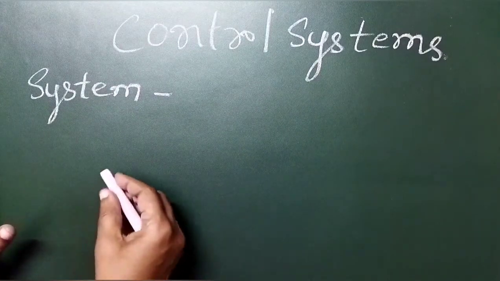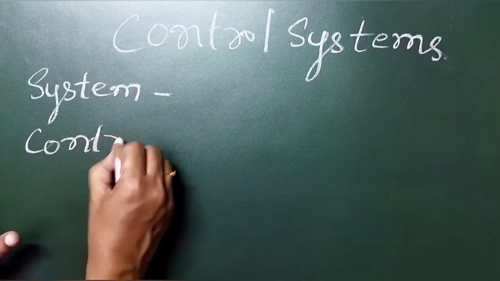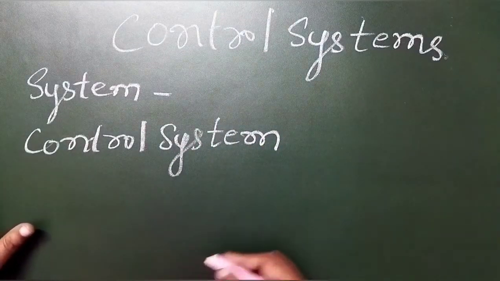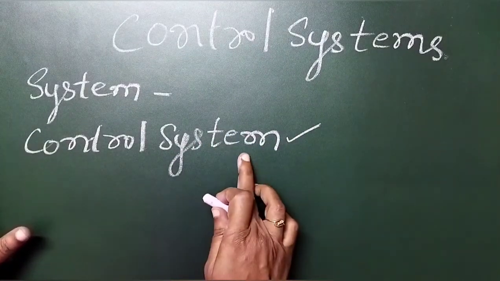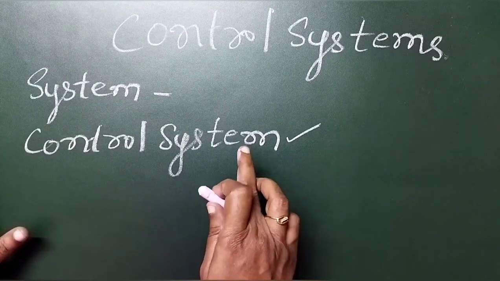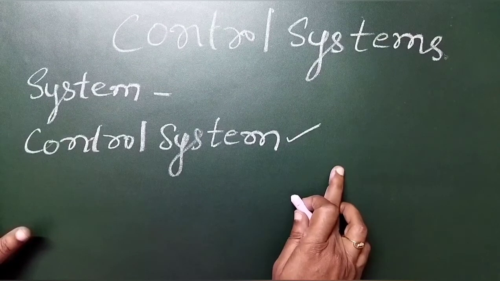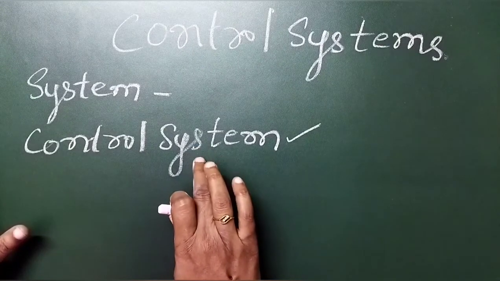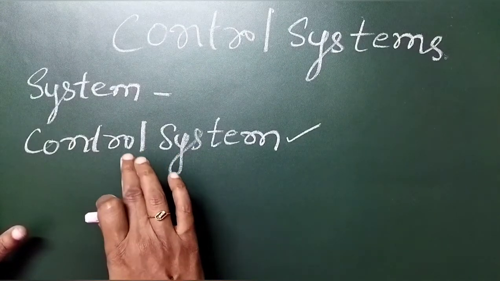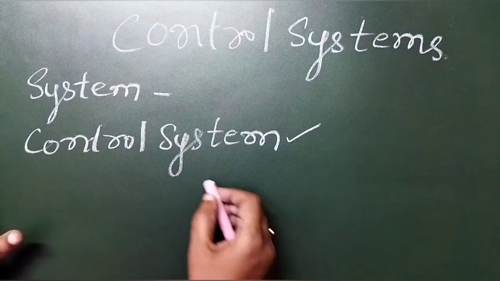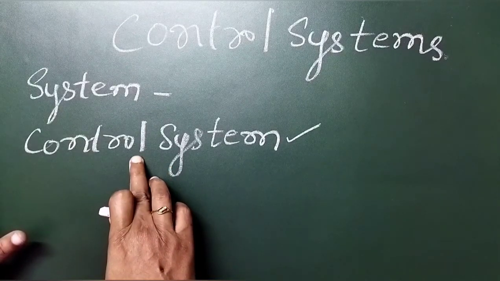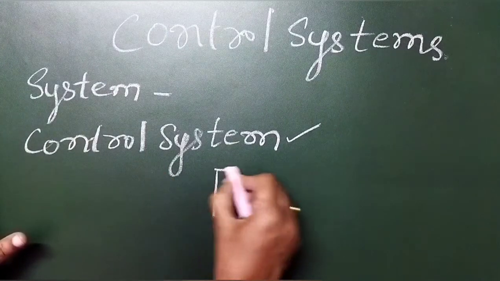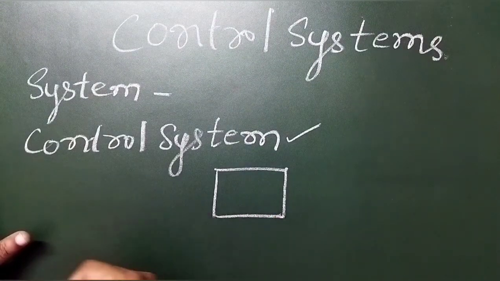Now, coming to a control system. Here, when an input variable is being varied to control the output, or in simple sense, the output variable is being controlled by varying the input, then you call it as a control system. Then, how do you represent a control system? There are various ways in which you represent a control system, but the very basic format is in terms of block diagram representation.